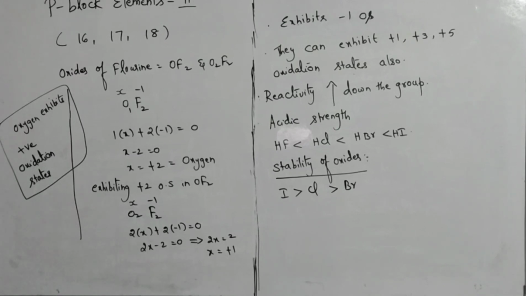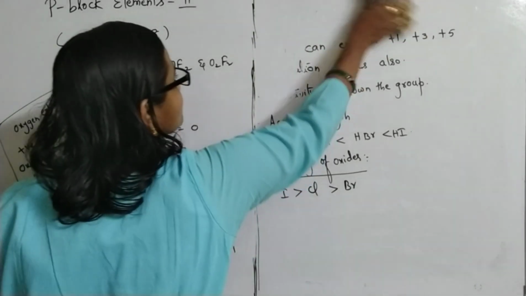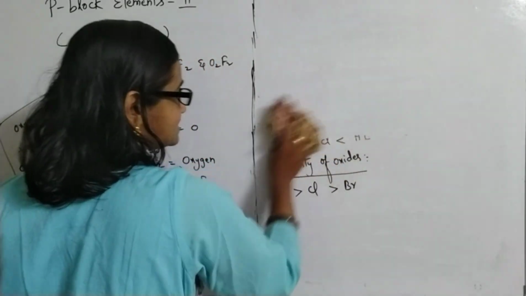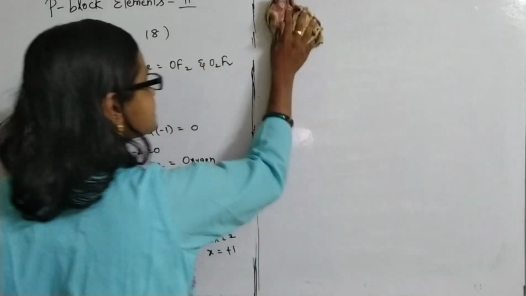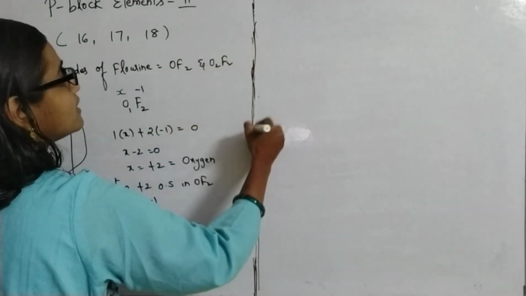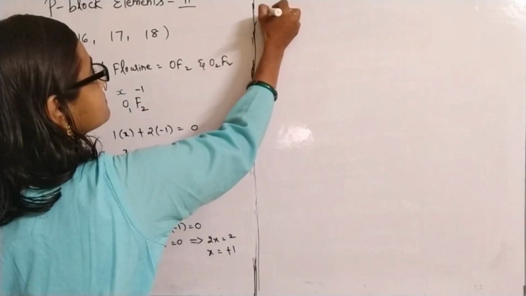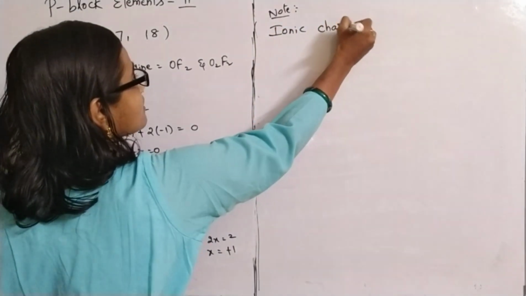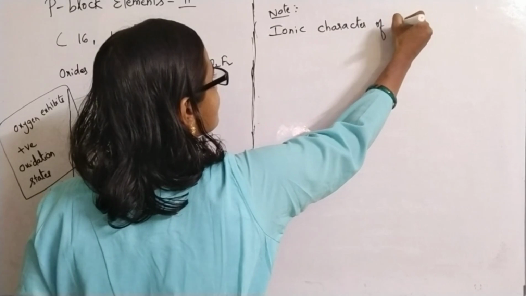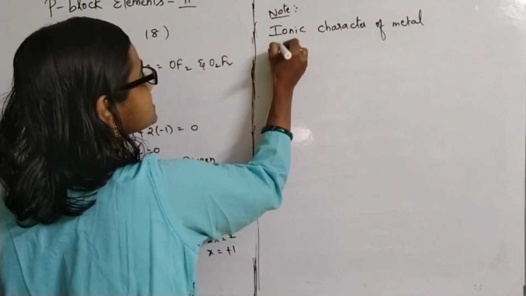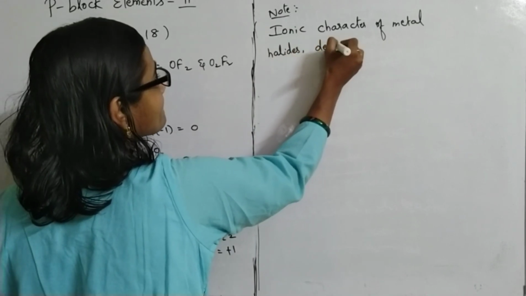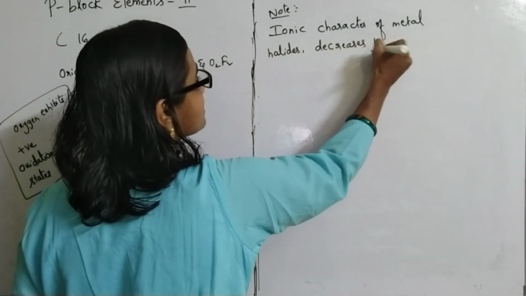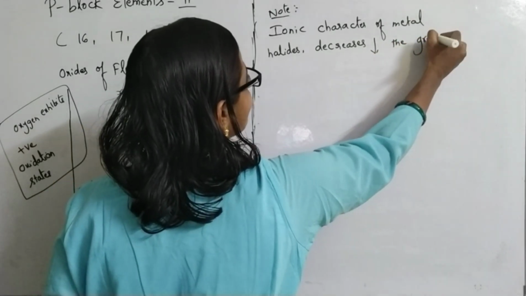Next we go for the ionic character of metal halides. Ionic character of metal halides decreases down the group. Note, this is also one important point you have to remember. Ionic character of metal halides decreases down the group. Okay, that means what?